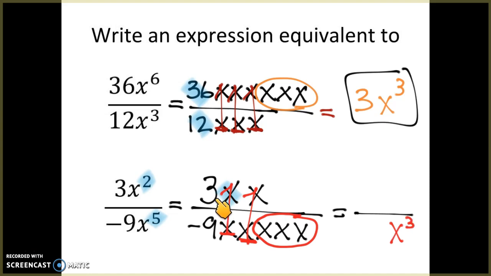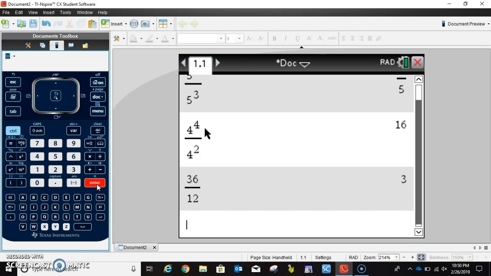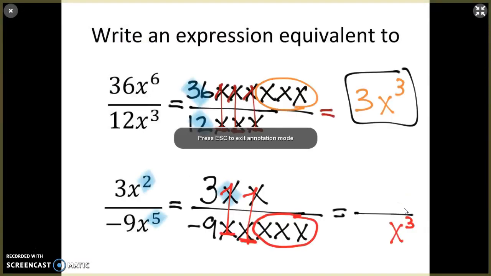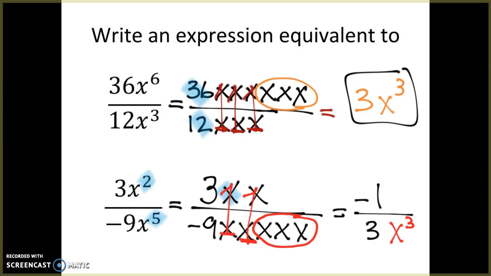But part of my answer is from this 3 divided by negative 9. So I need to go ahead and simplify this so I can write it as part of my answer over here, like I did with the 36 and the 12. So if I go to my calculator and I take 3 divided by negative 9, well, I get negative 1/3, or negative 1 divided by 3. So I go back to my problem, and that is going to be negative 1/3. And so this is my answer that I would get for this problem.